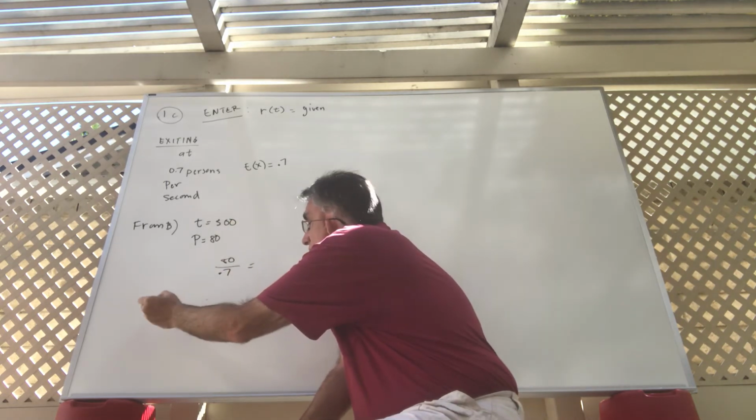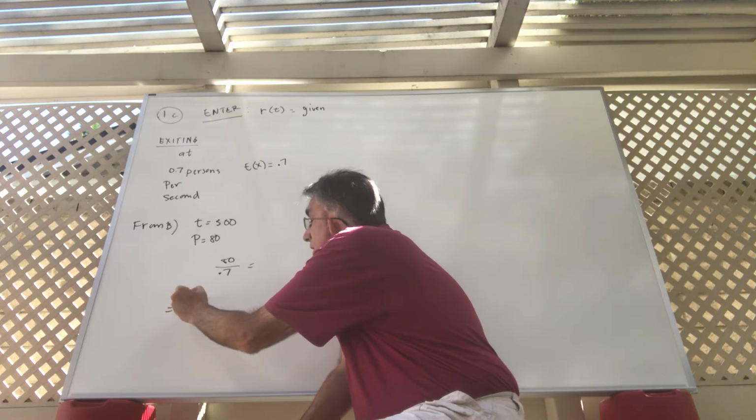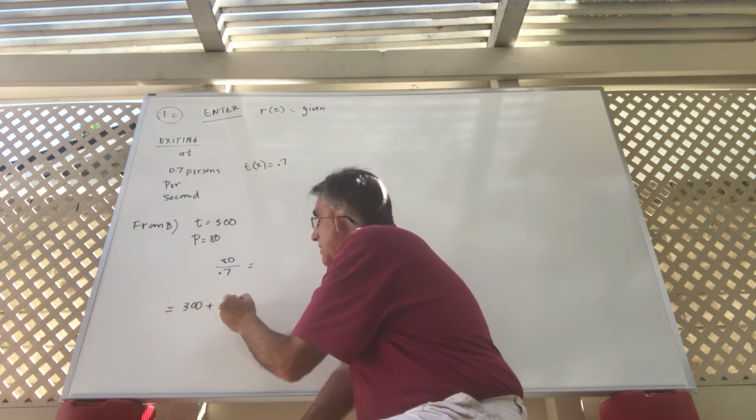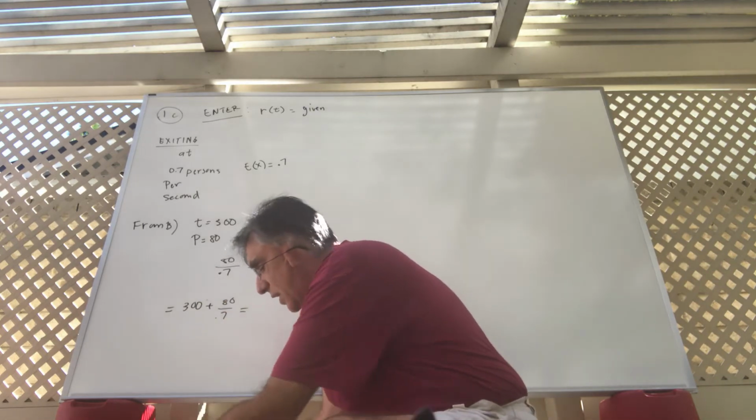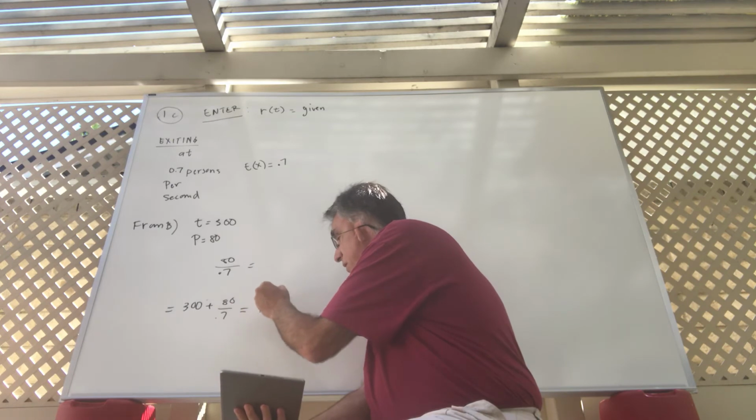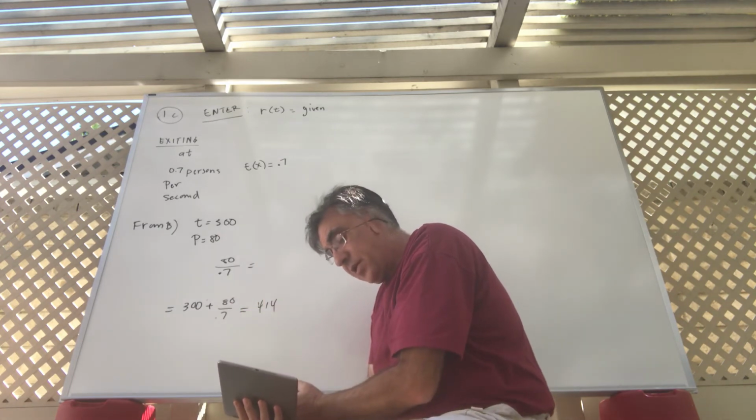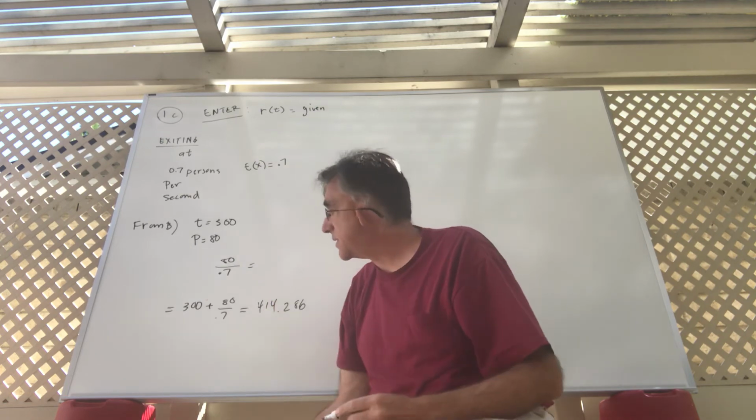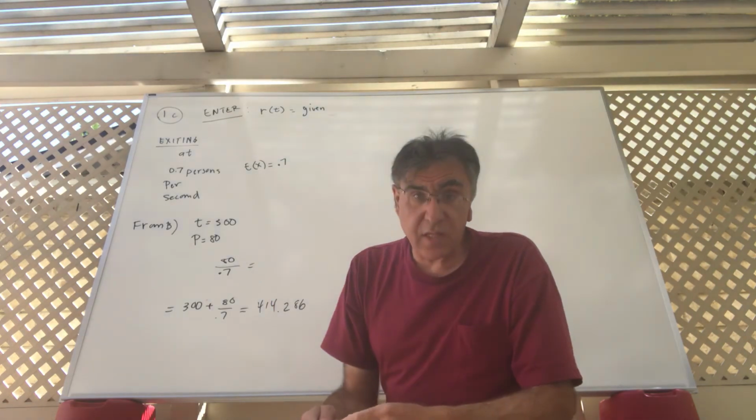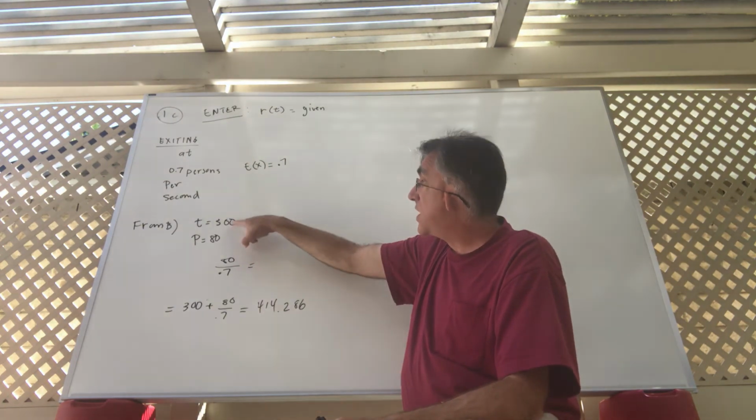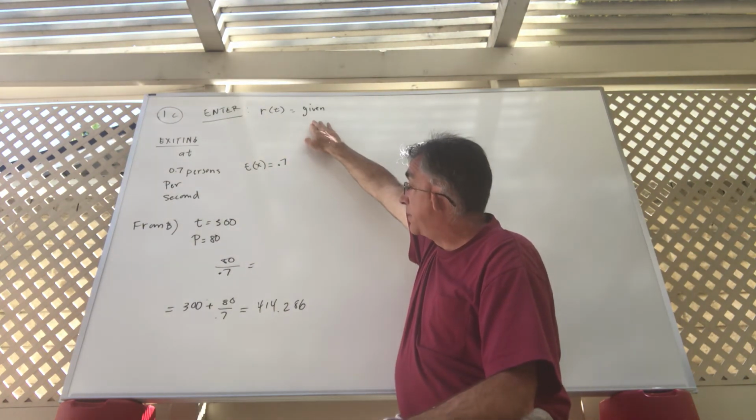So the actual answer to the question then is 300 plus 80 over 0.7. Do you have a calculator handy? So you get 414.286. So again, the important thing to understand in this question is at the 300 seconds, this stops adding people.